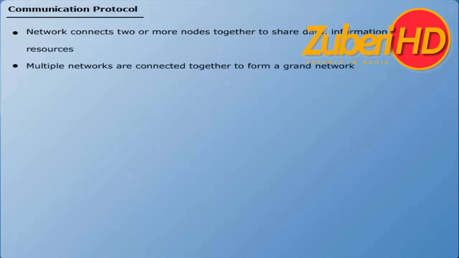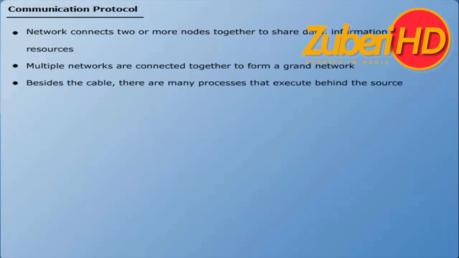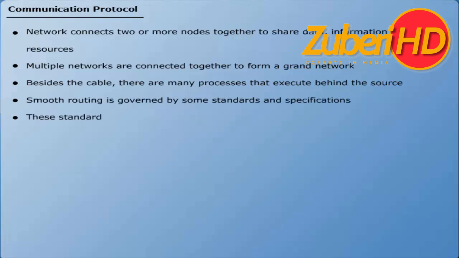Multiple networks are connected together to form a grand network. Besides the cable, there are many processes that execute behind the scene in order to run the network smoothly. However, the smooth running of network is governed by some standards and specifications. These standards and specifications define a set of rules for data communication and network.